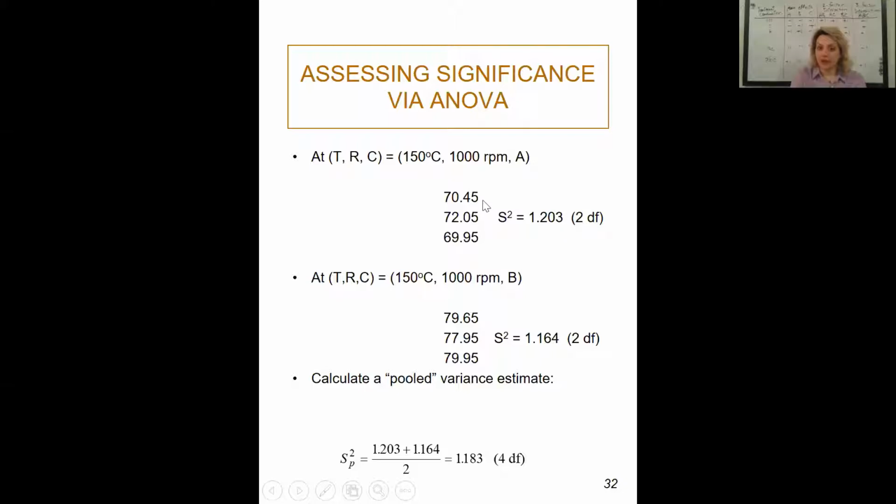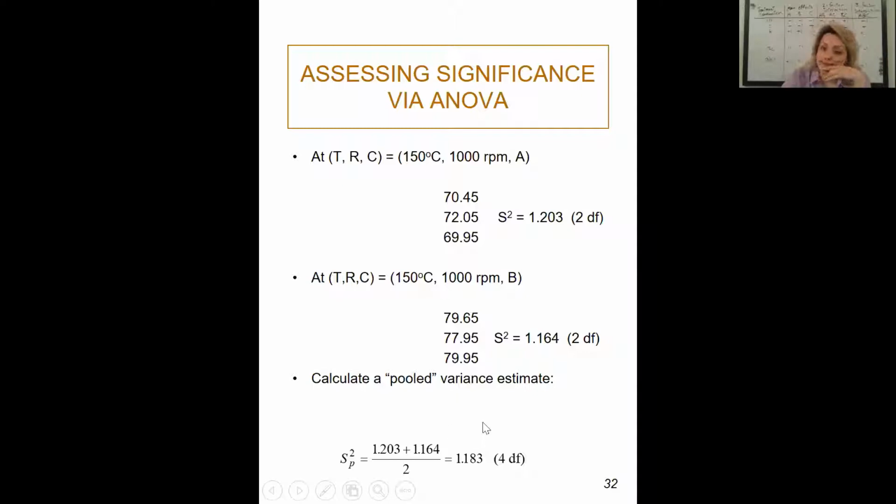The degrees of freedom: we have 3 data points, right? So 3 minus 1 is going to be 2 degrees of freedom. And then for this one, we are going to get the variance of it, and again 3 minus 1 gives us 2 degrees of freedom. So when we look at it, one is 1.2, the other one is 1.16. They're very close. One is 1.1, the other one is 1.2, in fact, right? So we are going to use the pooled variance estimate here.